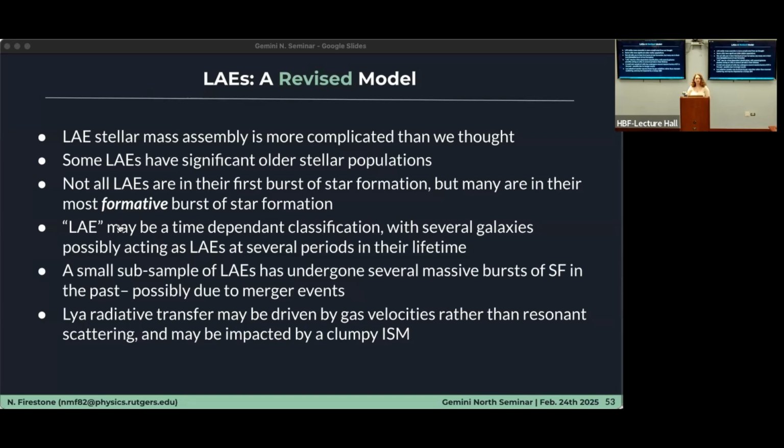A small subsample of LAEs has undergone several massive bursts of star formation in the past, which shows us that LAEs could, in some cases, be the result of galaxy mergers where two different galaxies had their own star formation periods merged together, and that process incited star formation around the time of observation. And we also can see that LAE radiative transfer, or Lyman alpha radiative transfer, may be driven by gas velocities rather than resonant scattering, and might be impacted by a clumpy interstellar medium.